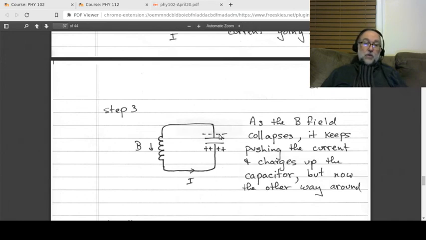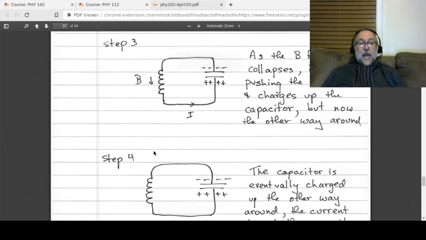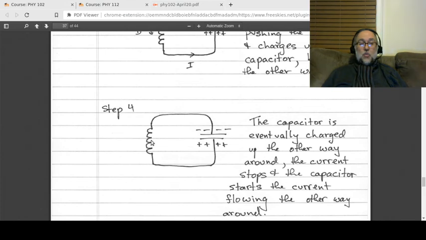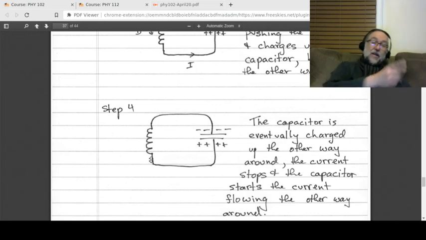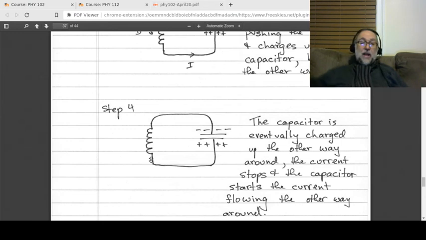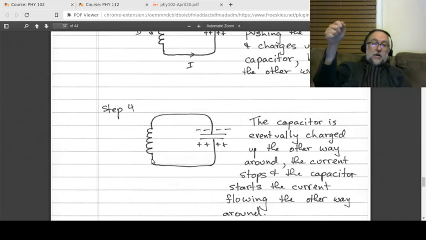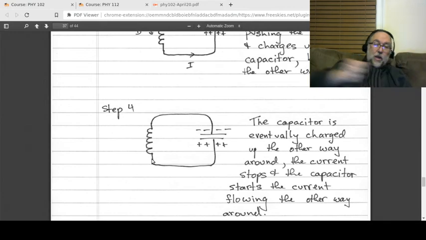Well, that continues until the inductor just has no more energy left. The magnetic field is totally collapsed, and you're back to the situation where there's no magnetic field in the inductor, and the capacitor is totally charged up. But now what does the capacitor do? The capacitor says, I want to discharge. I want to discharge by sending my current back the other way. And so if you want the analogy to the pendulum, we swung from one side to the other side, and now we're going to swing back.